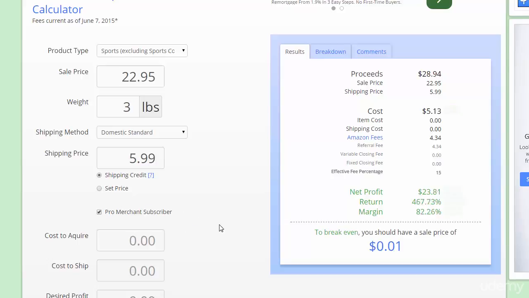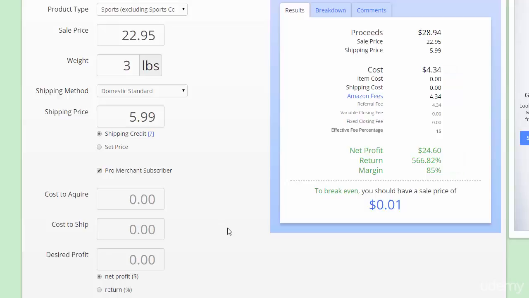So we need to tick Pro Merchant subscriber, because that's what you will be when you sign up to Amazon. The cost to acquire will be what we just determined by looking at Alibaba, so let's say $3. The cost to ship, and this is per individual product. So if we had, say, 500 yoga blocks, and the shipping was $500 in total, that's going to mean it's $1 per block. If we're selling 2 blocks, let's just say the shipping is going to be $2.